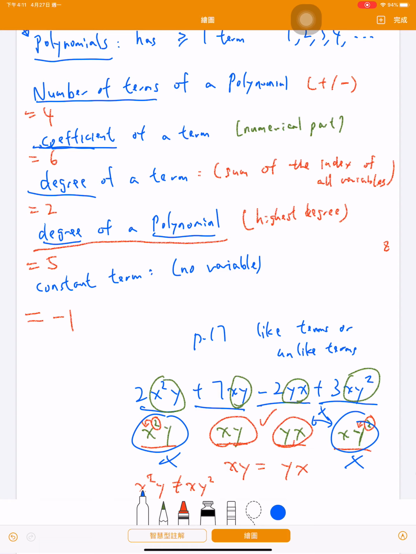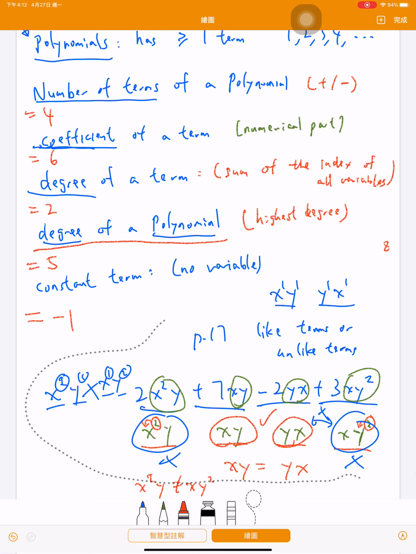That means for like terms, the 2 terms must have the same variables, x and y, and also the same degree: x to the 1, y to the 1, y to the 1, x to the 1 are all the same. Then these are like terms. If anything is missing, then they are not like terms, they are unlike terms. For example, x squared y and xy squared. Although the unknowns are the same, the indices are not the same, right? So they are not the same.